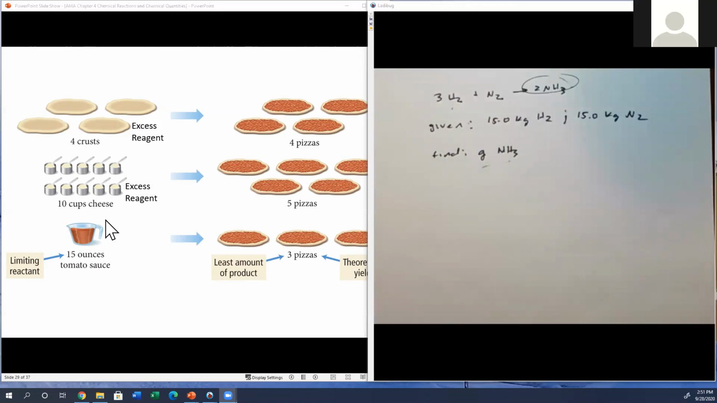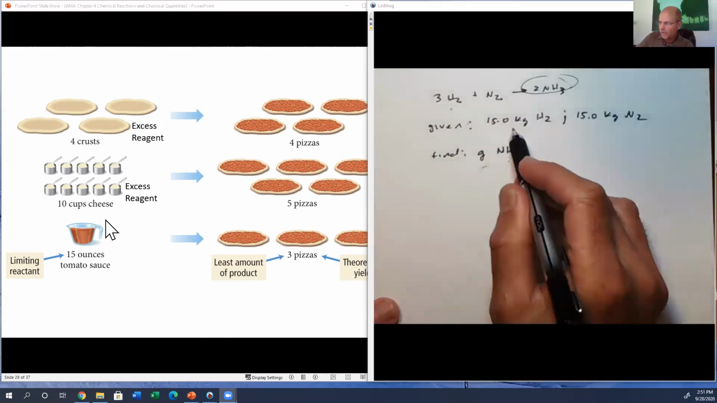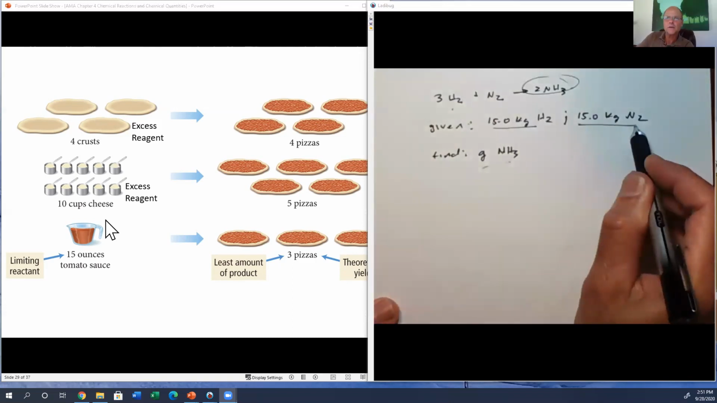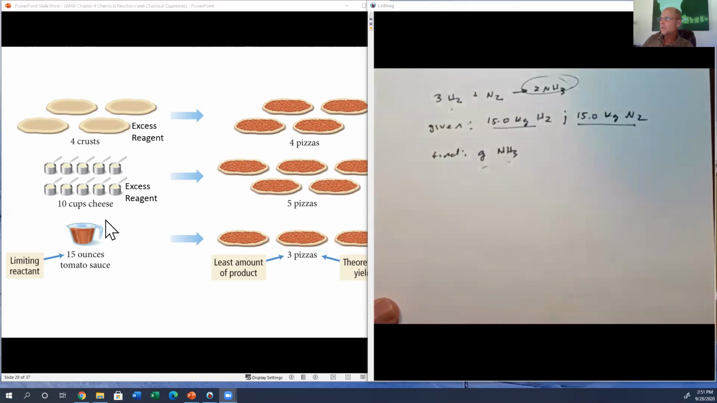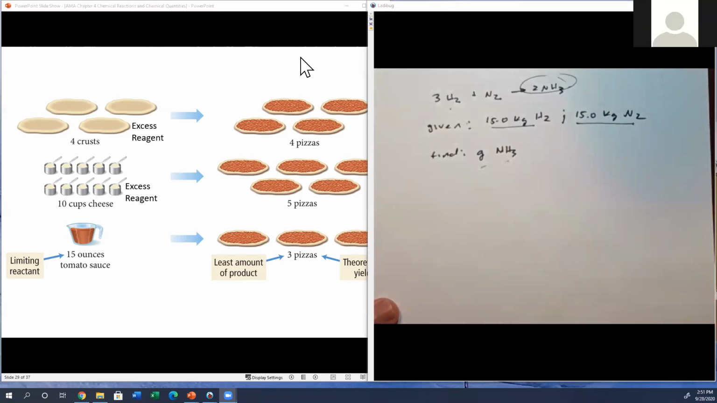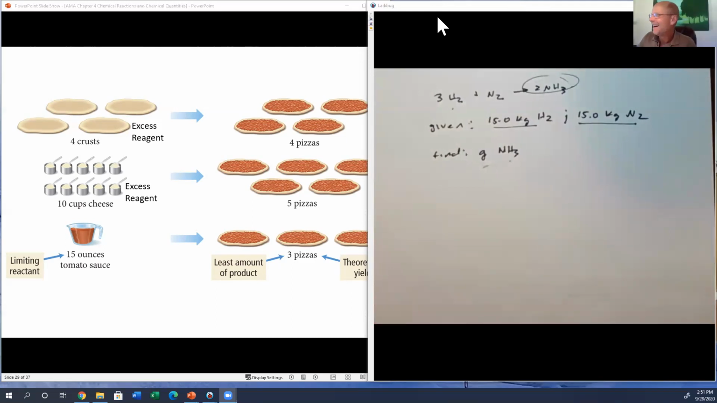Wait. So the total mass of the product is going to be different than the sum of the masses of the reactants? Yes, because not all of the 15 kilograms of this and the 15 kilograms of this are going to react. Let me do the problem, and then you'll. Oh, I got it. I got it now. Okay. I'm glad. Okay, that makes sense. Thank you.